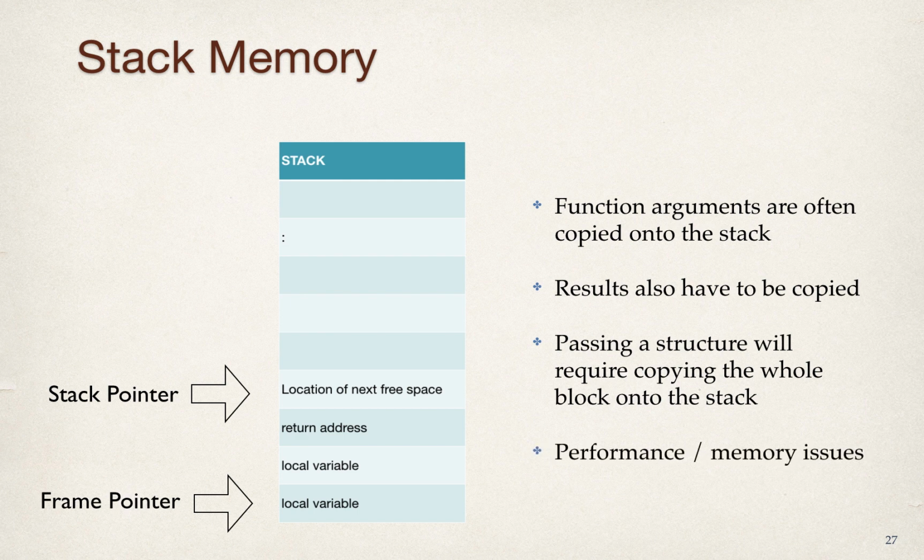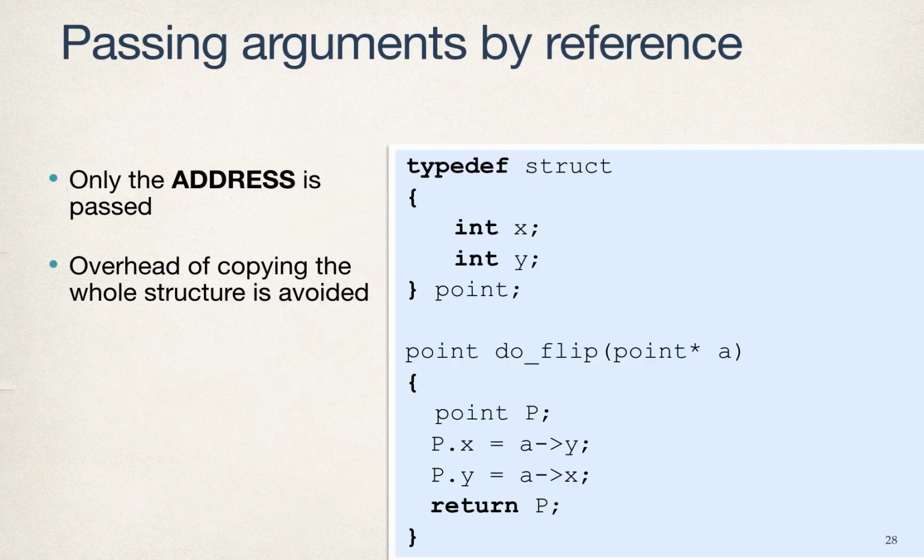Now, there's a lot of copying going on. So as you can imagine, taking that at face value, ignoring optimizers for a minute, that would seem to, A, stress the stack, makes it rather large, and also there's a cost to all this copying, so there's a performance hit. So one of the things that you see done is that you don't pass a copy of a structure, you pass the address of an existing one.